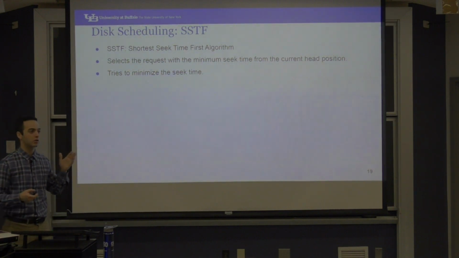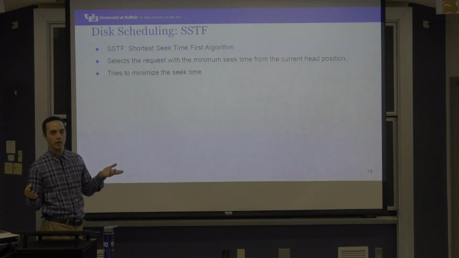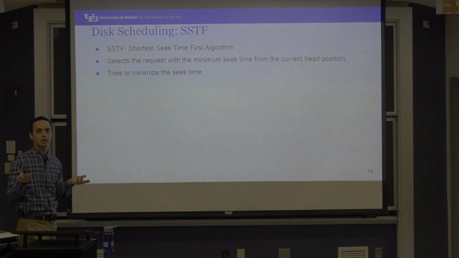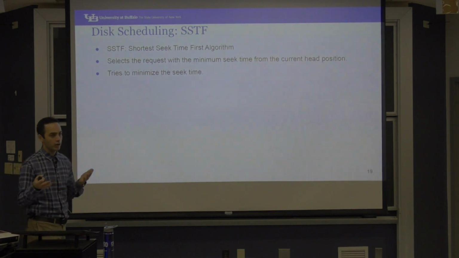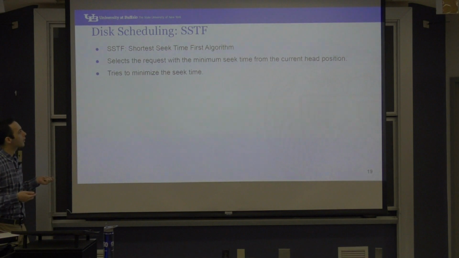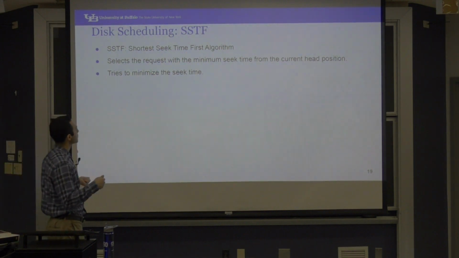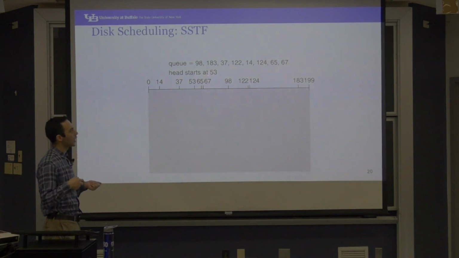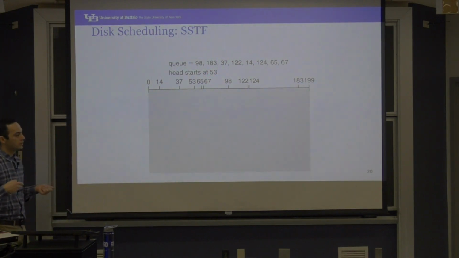It already sounds like the shortest job first scheduling algorithm, right? The same behavior is expected. It actually tries to minimize that, and it reaches that, but with some cons. So let's say for the same example, if we are at 53, which one of these are we going to look at first?